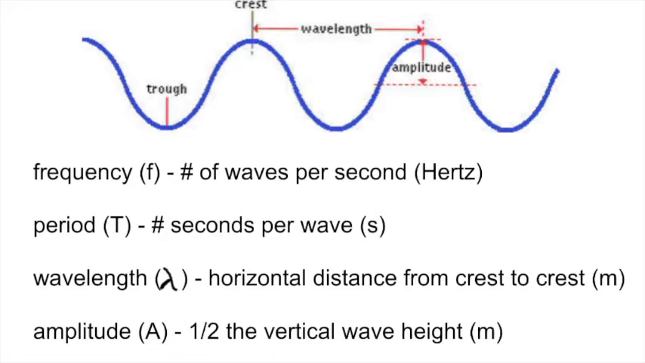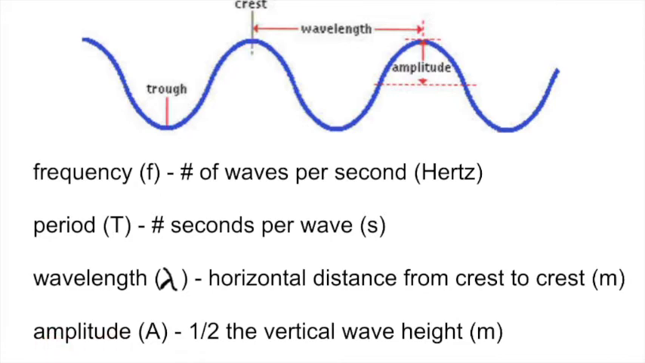Characteristics of waves. Let's look at a transverse wave here just to learn the various characteristics. The frequency, represented by the letter F, is simply the number of waves per second, and the units of frequency are hertz, often abbreviated Hz. The period, represented by capital letter T, is the number of seconds per wave, and measured in seconds. The wavelength, symbolized by this Greek letter lambda, is the horizontal distance from crest to crest, and that is measured in meters. Here we can see the wavelength from crest to crest of our transverse wave.